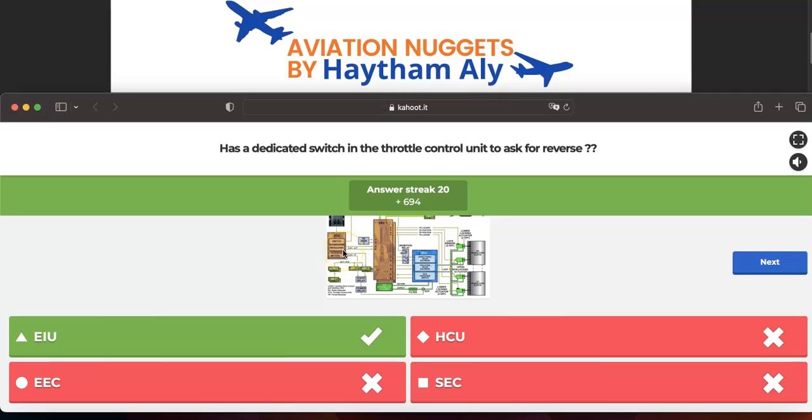And this switch, when it senses a throttle lever angle less than minus 3.8, will ask the EIU to energize the inhibition relay. The EIU will only energize the inhibition relay when the aircraft on-ground signal comes from the LGCIU. When the inhibition relay is closed, now and only now, the EEC can energize the directional valve. So the EIU, the engine interface unit concentrator, is a computer that has a dedicated switch inside the throttle control unit to ask for thrust reverse.